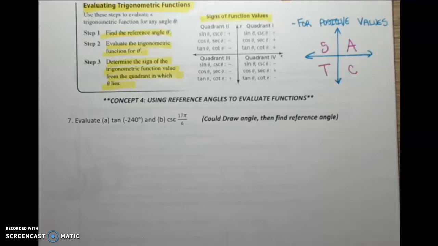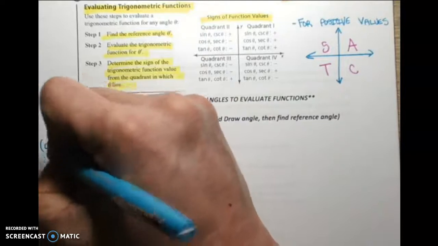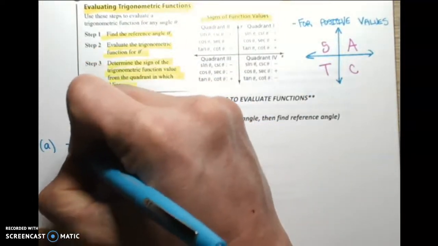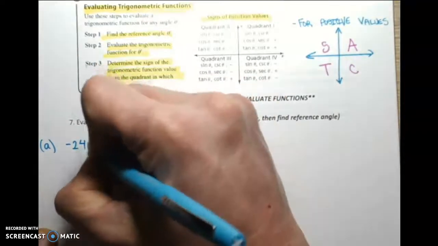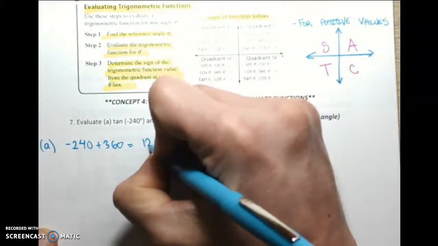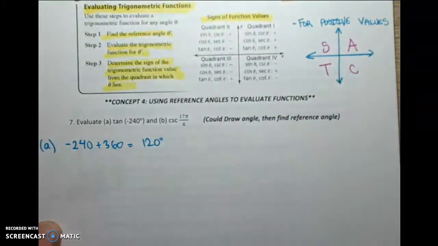Using reference angles to evaluate functions. Number 7. Evaluate tangent of negative 240 degrees for A, and B, cosecant of 17 pi over 6. Alright, so here we go. A, negative, right? I am going to take negative 240 plus 360. My coterminal gives me 120 degrees. Now I have the positive.